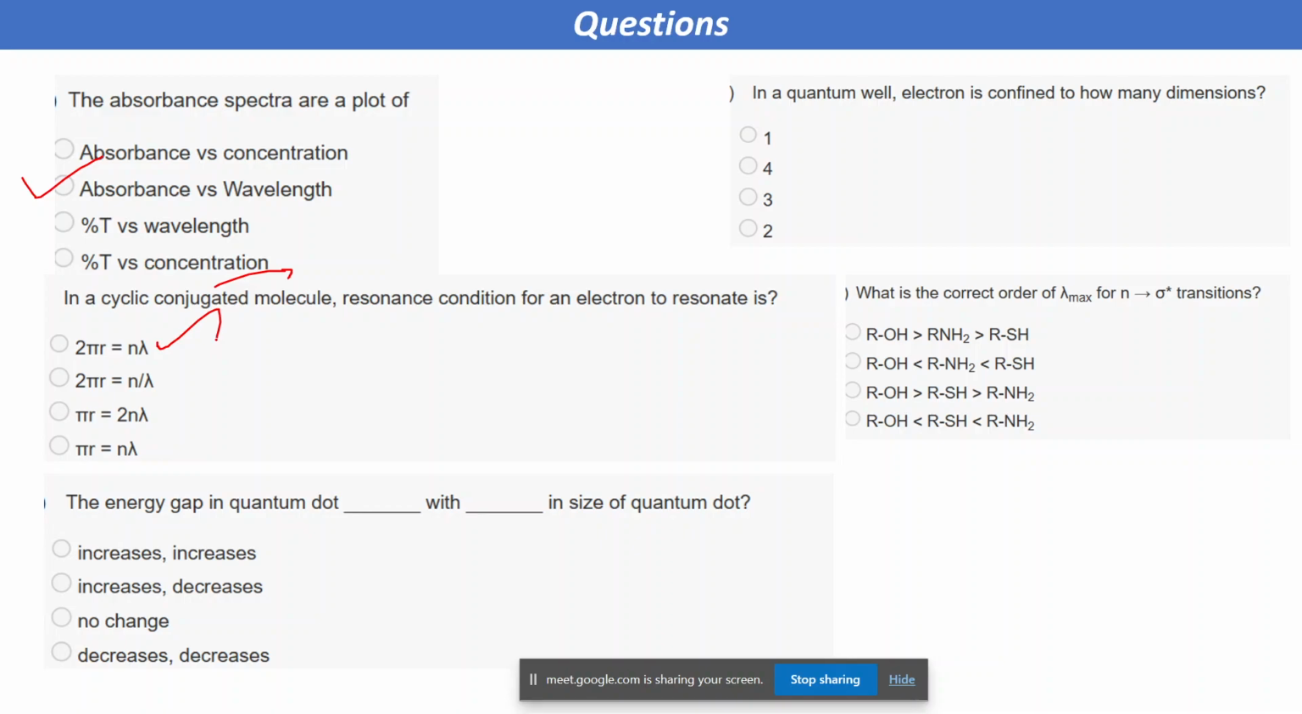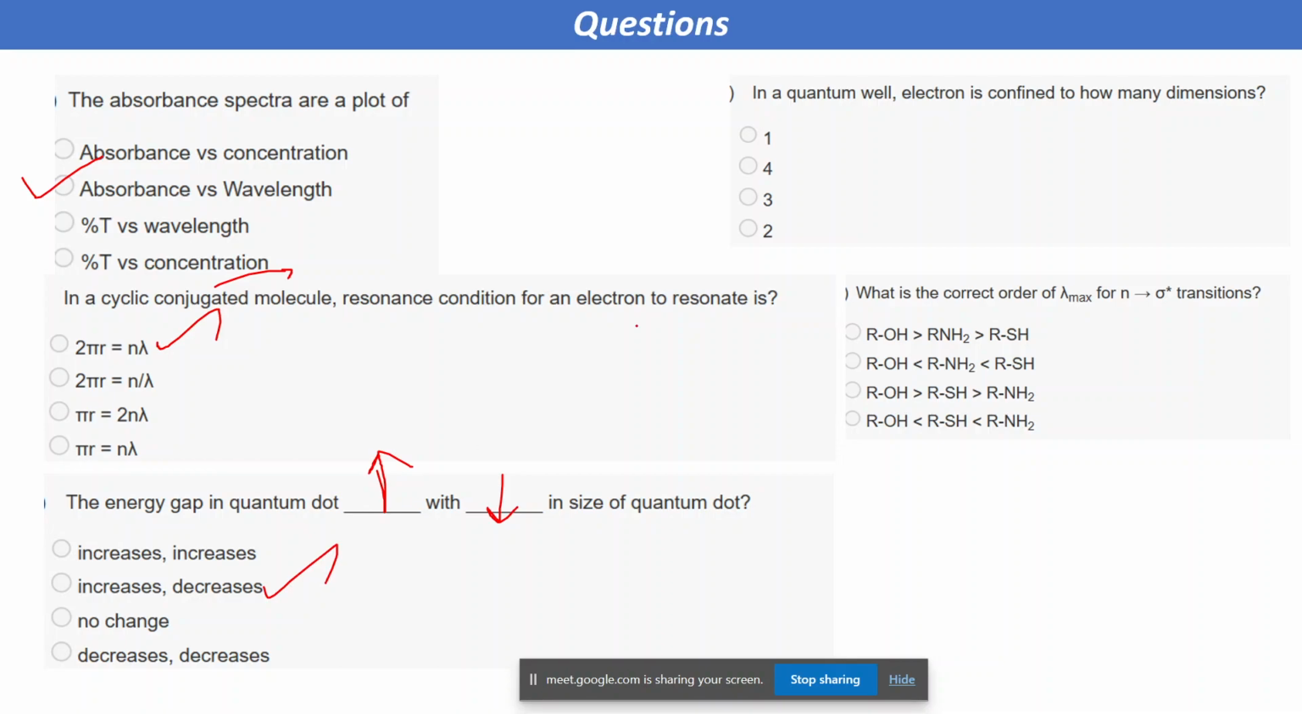Now the next question is the energy gap in quantum dots. Like we already discussed, quantum dots are semiconductors. So the energy gap in quantum dots increases, decreases, or has no change with the size of the quantum dot? It increases with decrease in size, yes, it is inversely proportional. So if the energy gap increases, then the size of the quantum dot will decrease.